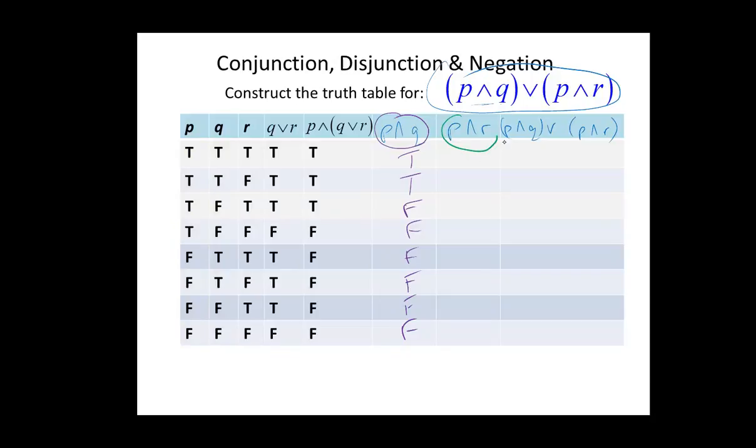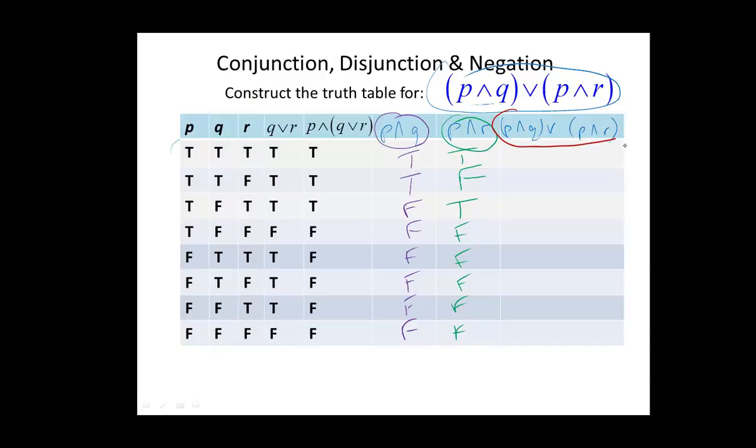Now I'm doing P and R, so I'm looking at the P column and the R column. This is very important that you're picking up the correct column. Now let's see, if they're both true, the conjunction is true. Here R is false, so this one is false. Now here they are both true, so this one is true. Now we have false, false, and all the rest are false. And I know that because one of them was false. This is P and R. One of them was false all the way down here.